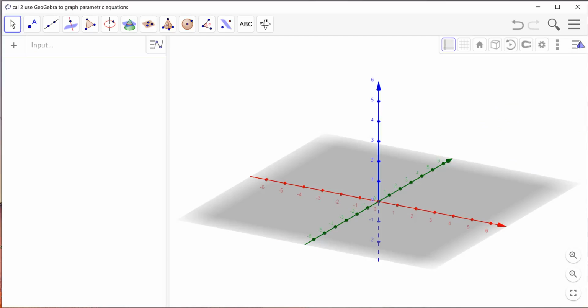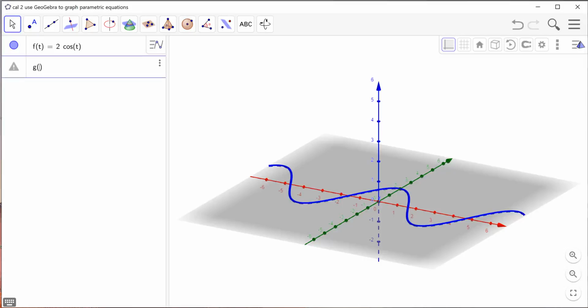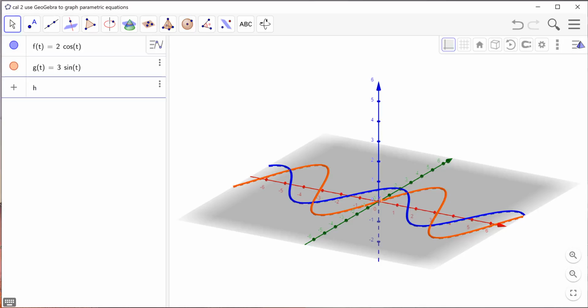Okay, so this is our picture, and we want to define the coordinate functions. In the input here, let's define f of t equals 2 cosine t, and g of t, the second coordinate, equals 3 sine t, and h of t equals 0.5 t. Now we have three functions.